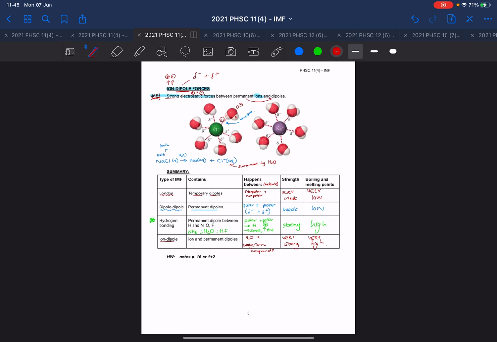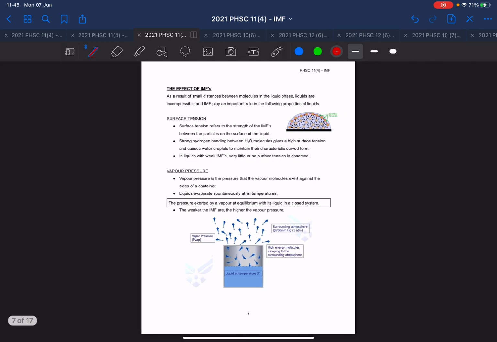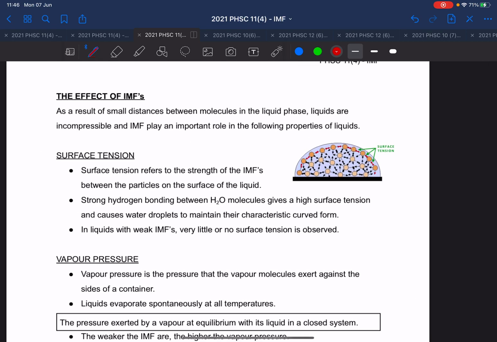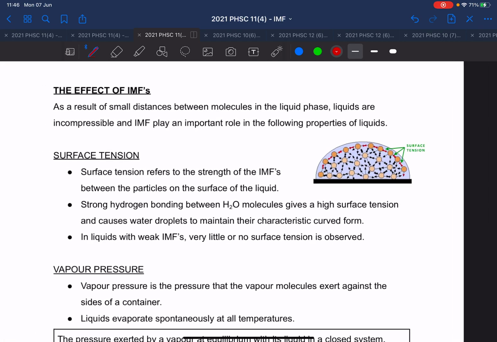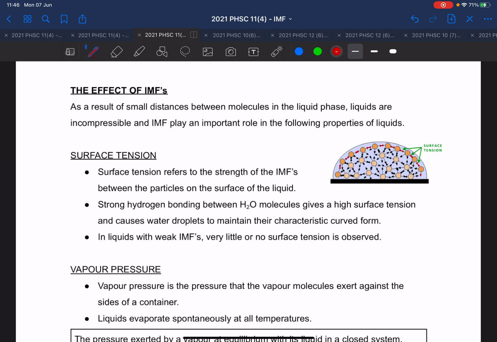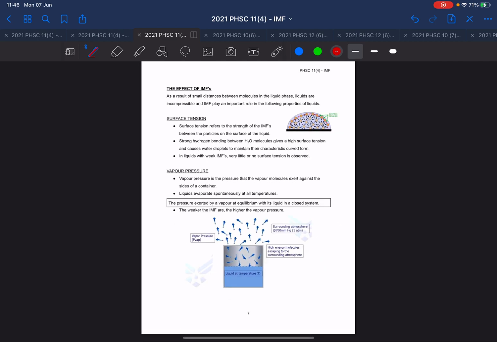Okay, right. Now we're going to look at the effects of intermolecular forces. Intermolecular forces have different effects, and I actually want to do a practical with you guys, and I think I see you on Wednesday. So on Wednesday we will do the practical, and for that reason I'm just going to stop the lesson right now.